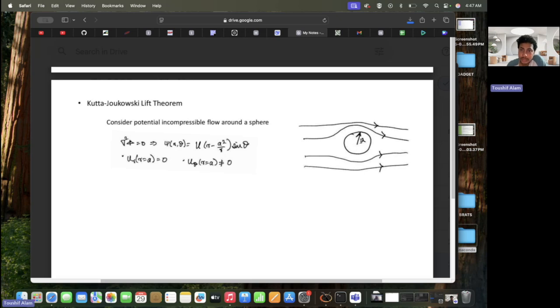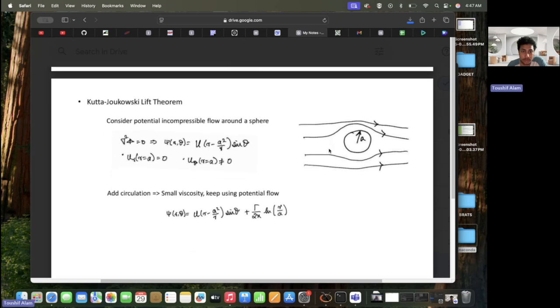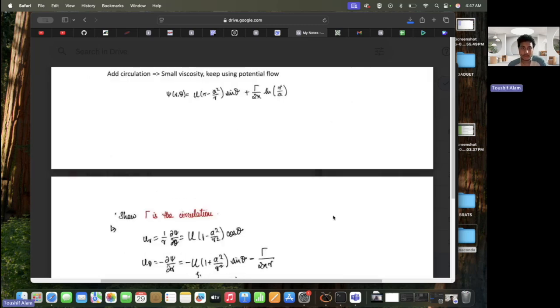This is the sphere of radius a. You see the streamlines are bent around it, right? So this is about the potential incompressible flow around the sphere. If we add circulation, there will be a small viscosity effect on the potential flow. So psi of r and theta will be U times r minus a square by r, times sin theta, plus gamma by 2 pi ln r by a, right?